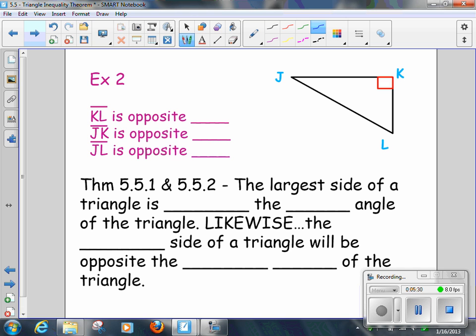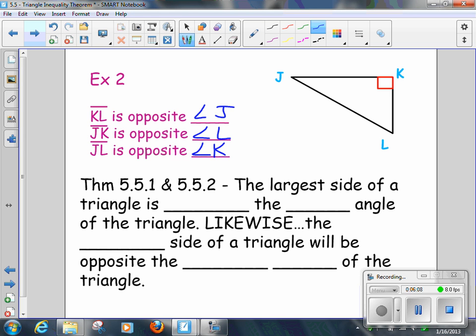All right, rolling on. Go the other way. Side KL is opposite which angle? Angle J. Side JK is opposite angle what? And then segment JL is opposite angle K. In this particular problem, it happens to be a right angle, whether that's significant to us or not. But you have two theorems, and we'll smash them together here. Theorems 5-5-1 and 5-5-2 say, basically, the largest side is across from the largest angle. The smallest side is across from the smallest angle.